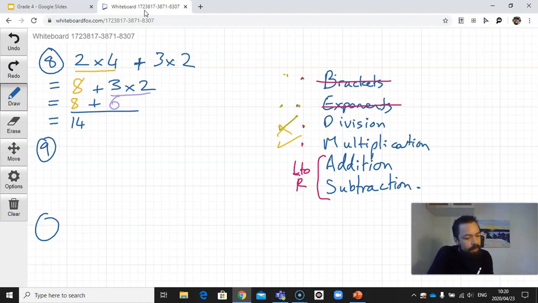Number 9. This is another one that includes division. So 12 minus 12 divided by 2. Give that one a go, and I'll write down number 10 in the meantime. We're just going to do a couple more, and that's going to be the end for today.